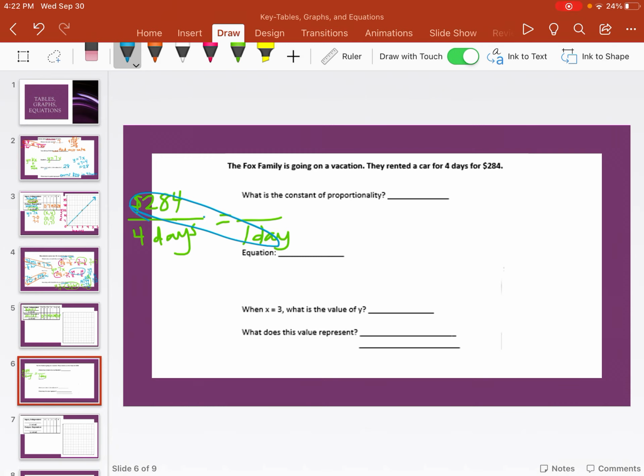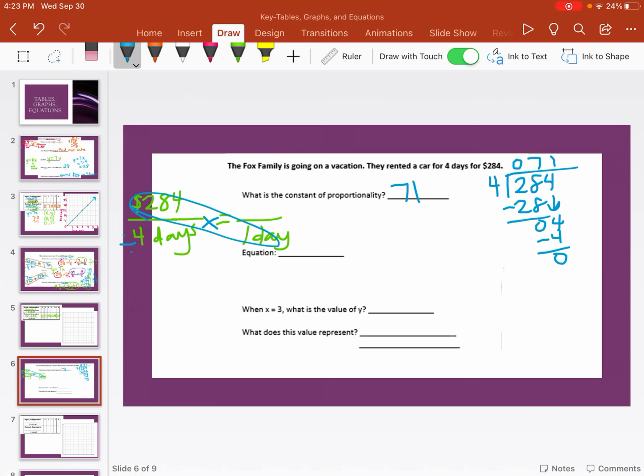Okay, cross multiply and divide. So 1 times 284 is 284. 284 divided by 4. 4 doesn't go into 2, but 4 goes into 28 7 times, which is 28. Subtract and bring down. 4 goes into 4 1 time. Exactly. So we get 71 for our K value, 71 for our constant of proportionality or unit rate. Those are all the same thing. So it's $71 per day.